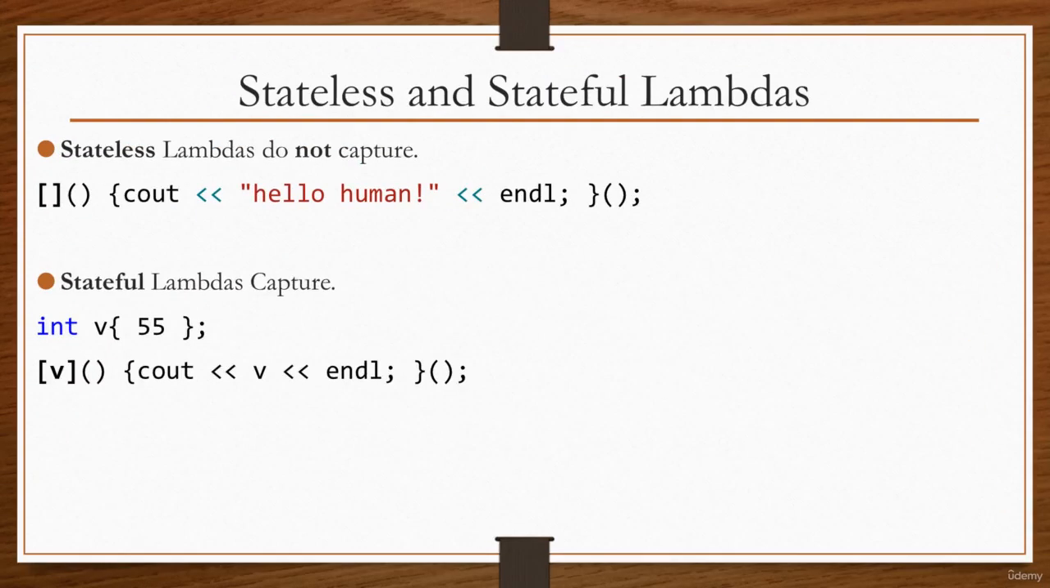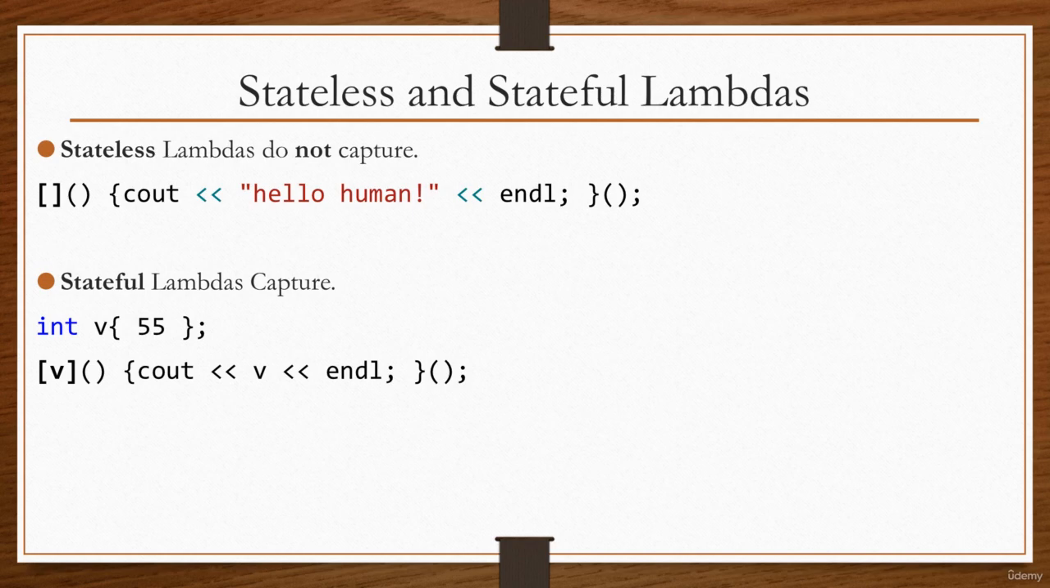Okay, welcome back. In this lecture, I want to talk about stateless and stateful lambdas. Now, I've seen stateless and stateful functors before, and as we'll see, behind the scenes the compiler is basically going to generate a functor, and so lambdas are basically implemented behind the scenes using functors. A stateless lambda does not capture.